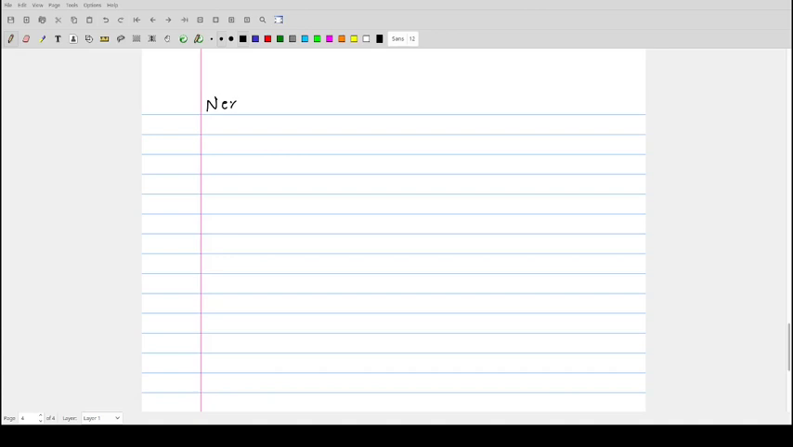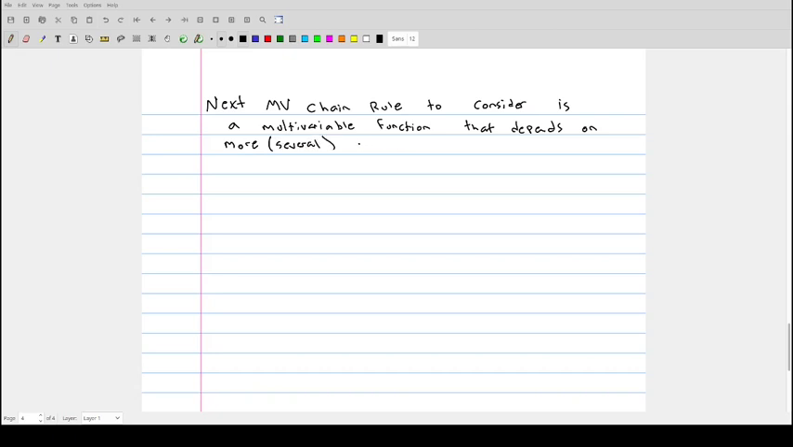So the next multivariable chain rule to consider is a multivariable function that depends on more multivariable functions. You could say several other multivariable functions.